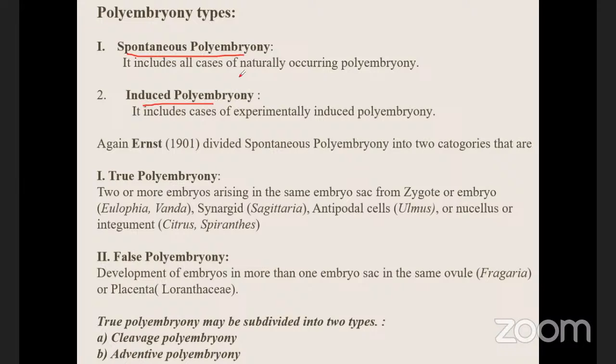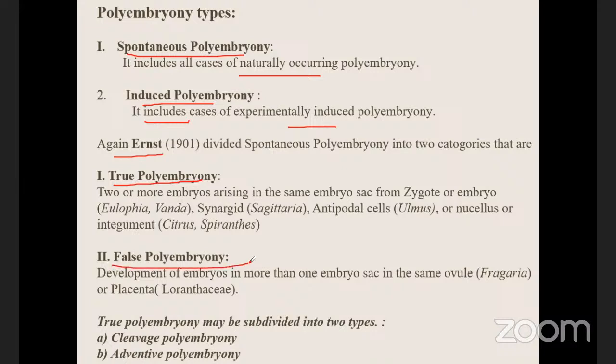Spontaneous means it happens naturally by environmental conditions or sunlight, whatever the condition is. Induced polyembryony means induced by a special or external force, or experimentally. If we initiate it, that is induced polyembryony. And then you can see Ernst again divided the spontaneous, natural type of polyembryony into two: true polyembryony and false polyembryony.